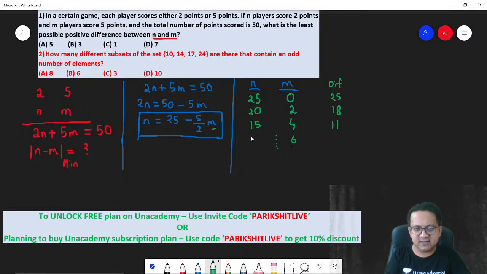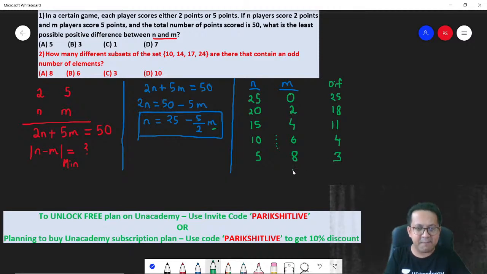If you take 6, the second term will become 15. 25 minus 15 is 10. Here the difference is how much? 4. The difference is 4. Correct? Next, if you take M as 8, the second term will become 20. 25 minus 20 is 5. Right? Here the positive difference is how much? 3. Positive difference is 3.